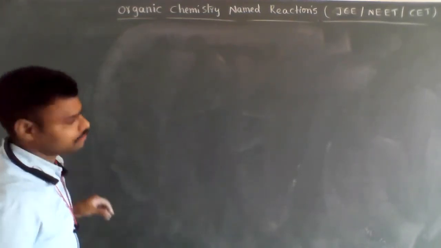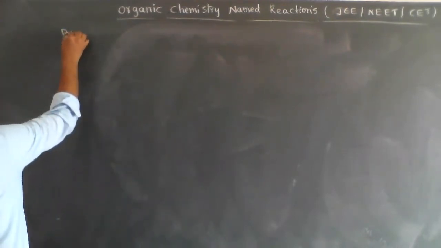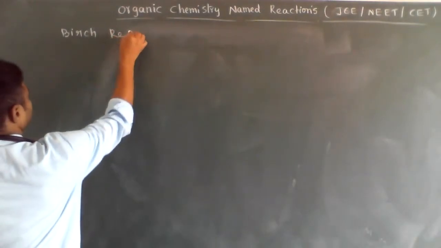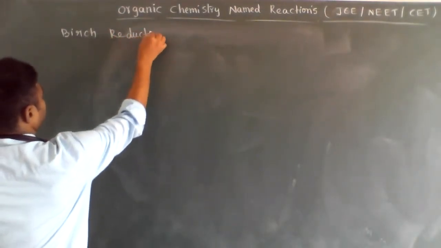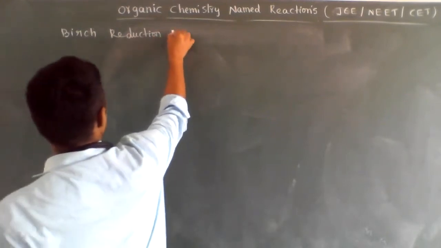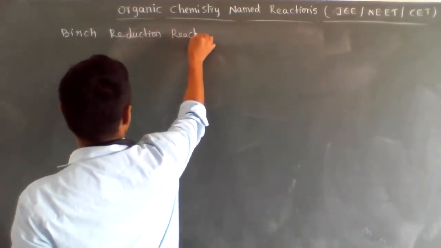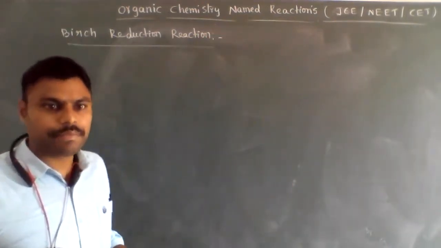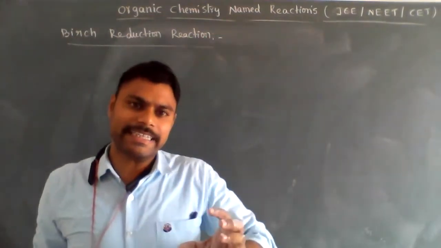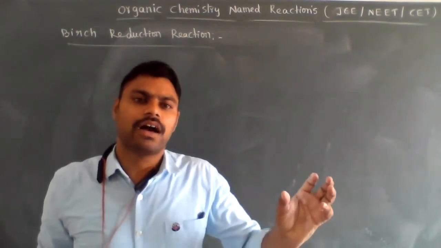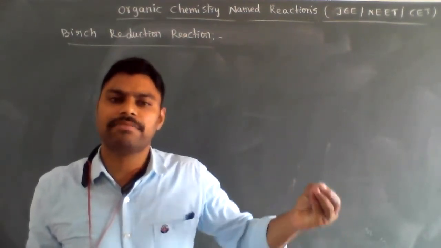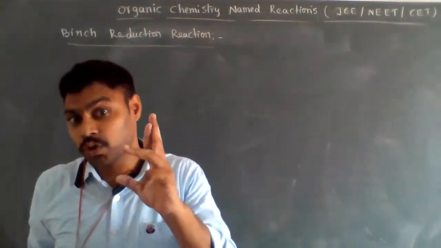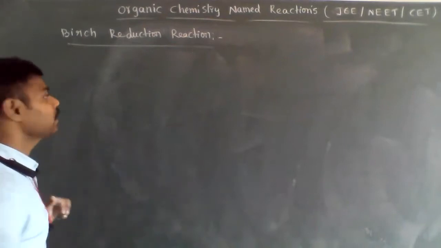See, next one is Birch reduction reaction. Here, so many important applications are present. The main thing is that Birch reduction takes place in the presence of ammonium chloride solvent, or maybe in the presence of a proton donor solvent like ethyl alcohol. Those two conditions we need to observe carefully.